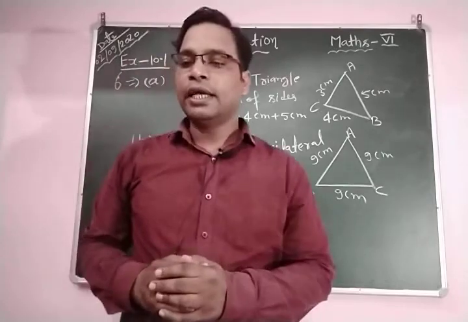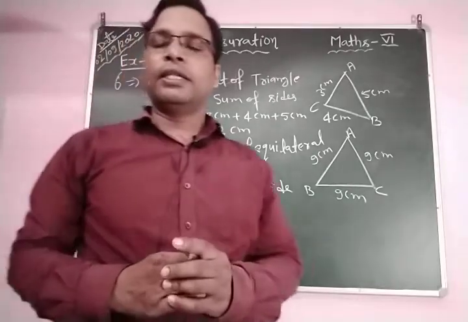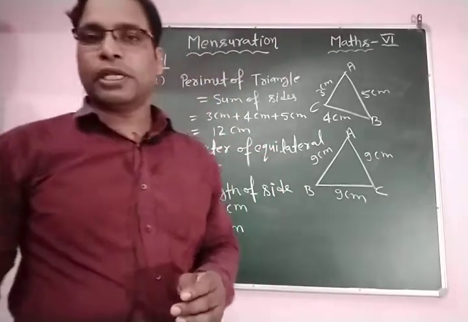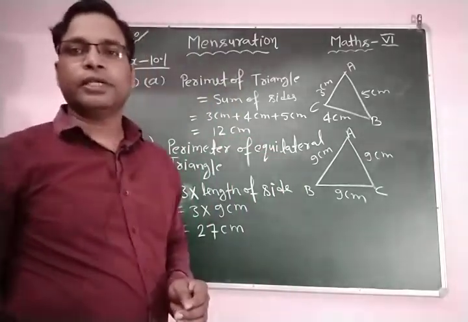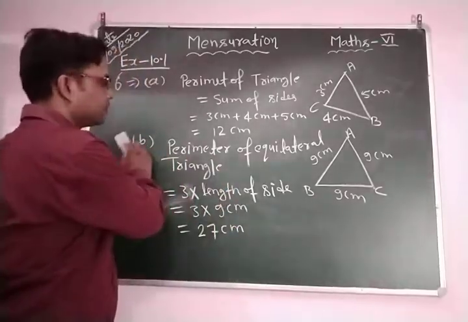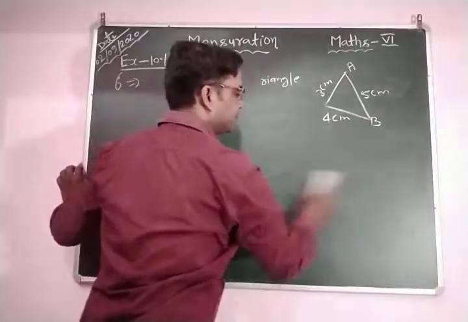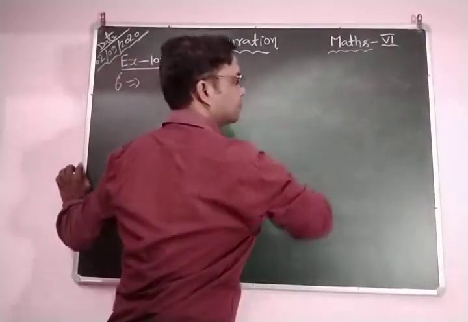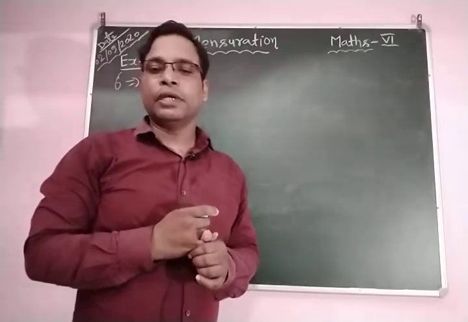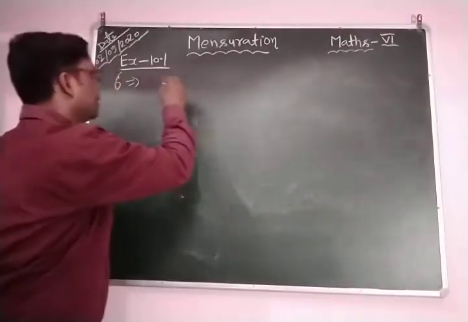Now the next part, part C of this question, is an isosceles triangle with equal sides of 8 centimeters and third side of 6 centimeters. So find the perimeter of the isosceles triangle. Let's see how to find the perimeter of this isosceles triangle whose equal sides are 8 centimeters and third side is 6 centimeters. This is a type of triangle called an isosceles triangle.